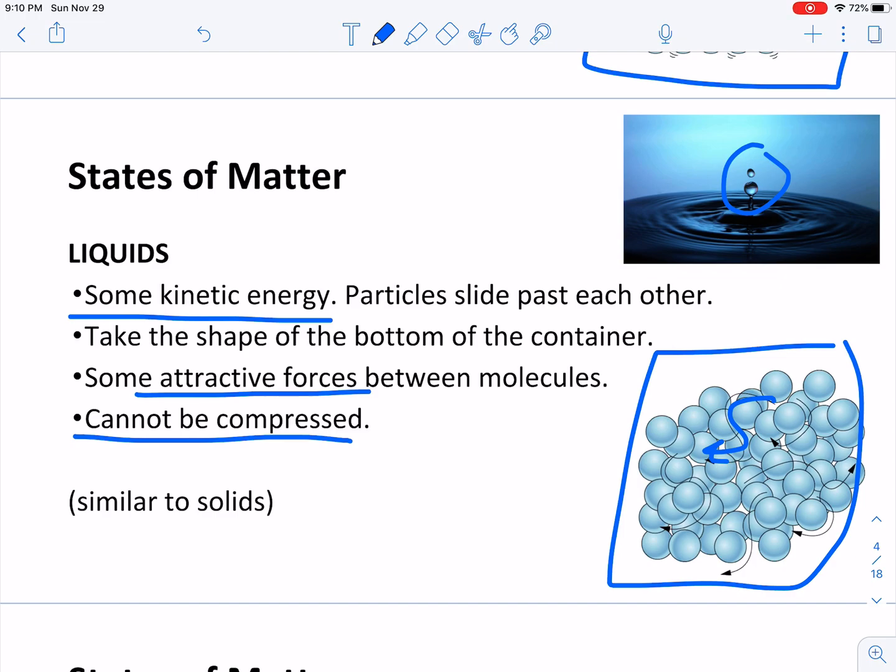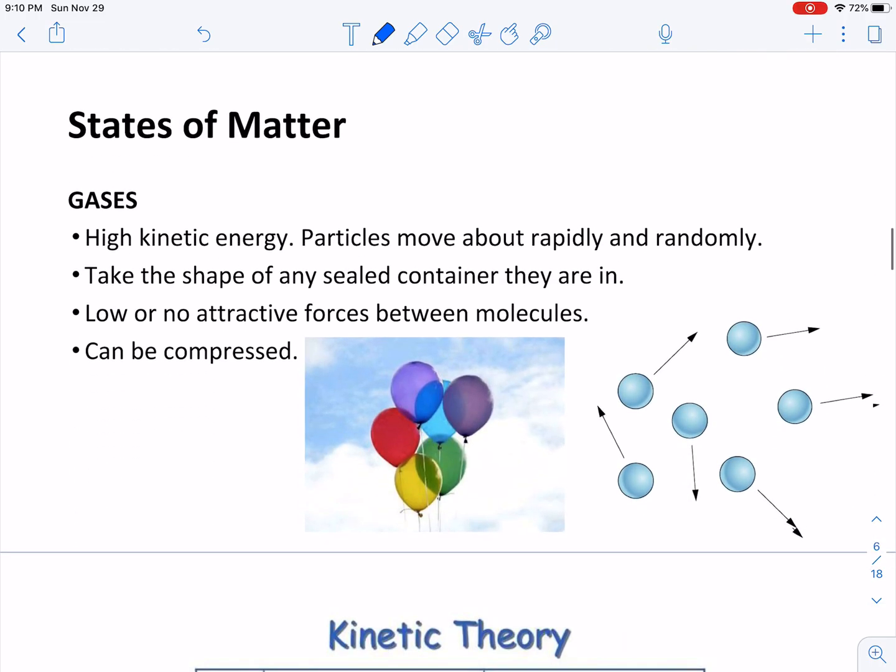That's how hydraulics work, right? We use that in machinery. We put liquids under pressure, and they exert that same amount of pressure onto something else because you can't really change their volume. Gases are very different from liquids and solids, right?